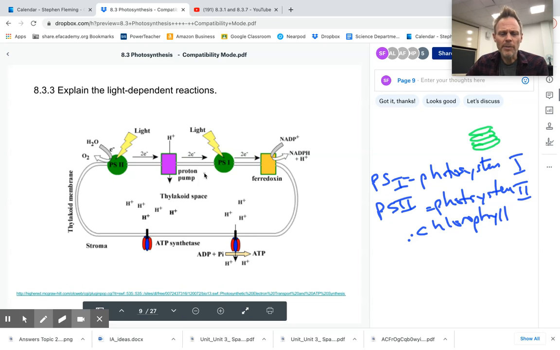We need to talk about the protein pumps. We need to talk about building up this hydrogen concentration. We need to talk about the reduction of NADP to NADPH plus H, right? Because reduction is gain. And we're eventually going to talk about this cyclic and non-cyclic production of ATP.